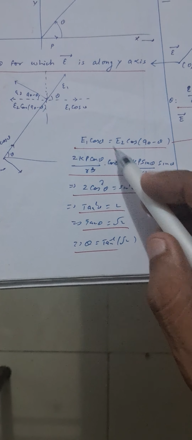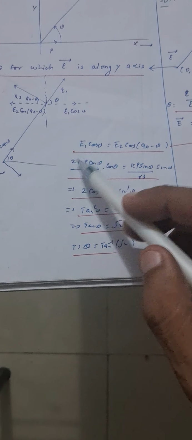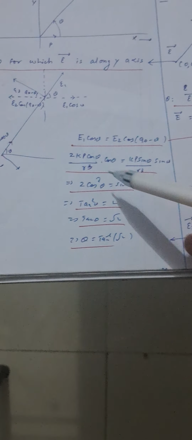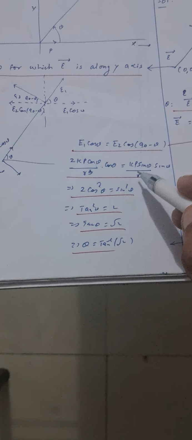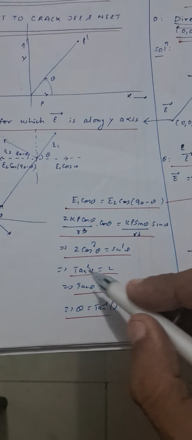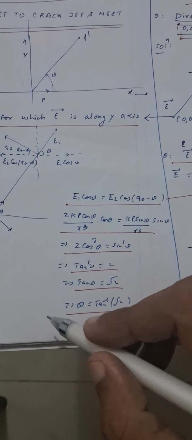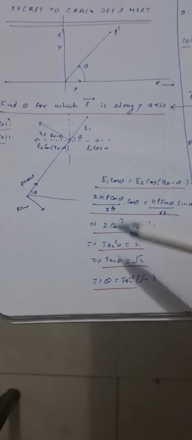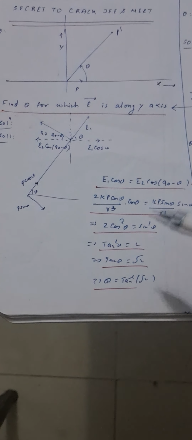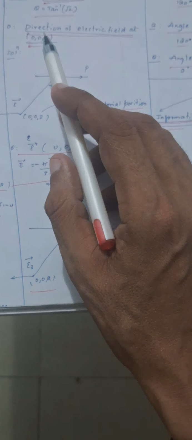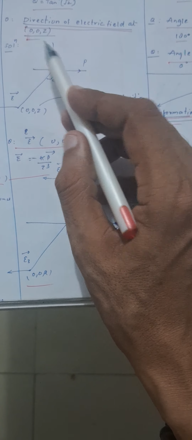So we can say that E1 cos theta is equal to E2 cos(90 minus theta). So E1 will be 2kp cos theta by r cube, because it's along the axial position, into cos theta, and that will be kp sin theta by r cube into sin theta. So from here we get 2 cos square theta is sin square theta, which gives tan square theta is 2, which gives tan theta is root 2, which gives theta is equal to tan inverse root 2. So the angular position at which the electric field is along the y-axis is given by tan inverse of root 2. So you can use it as a direct result that at tan inverse root 2, the electric field is perpendicular to the dipole moment.